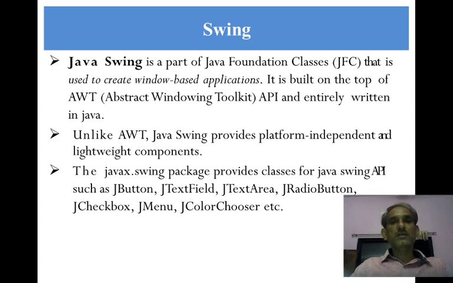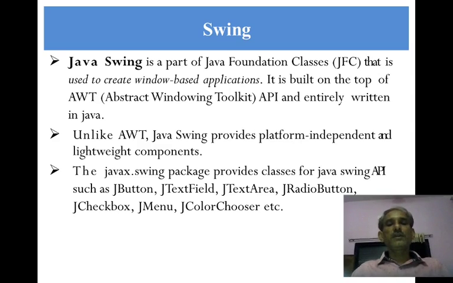So Java Swing is a part of the javax.swing package. It provides a huge API, application program interface, of Swing, such as JButton, JTextField, JTextArea, JRadioButton, JCheckBox, JMenu, JColorChooser, etc., and so on. So there are a lot of predefined Swing classes available in the javax.swing package.